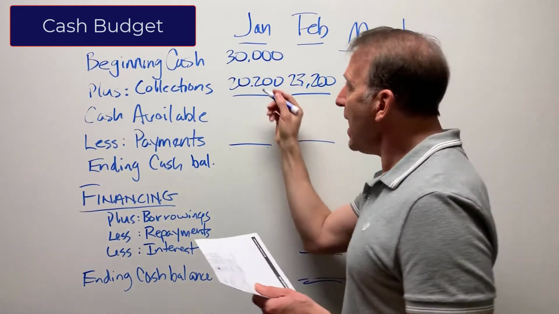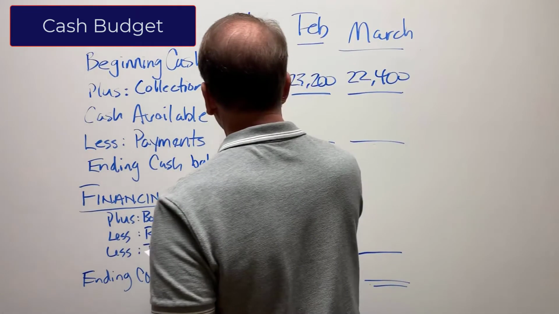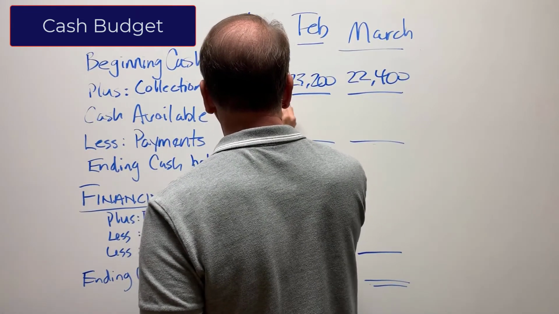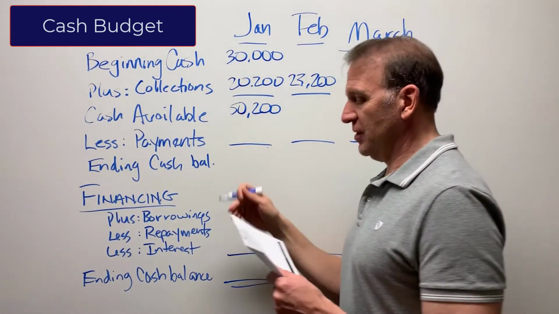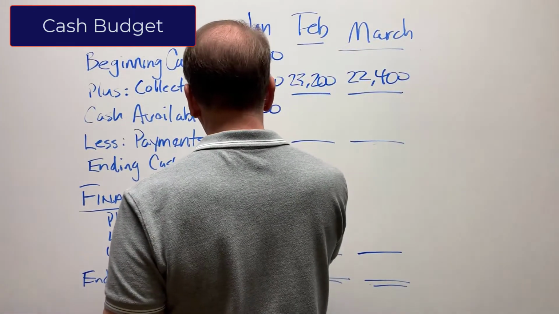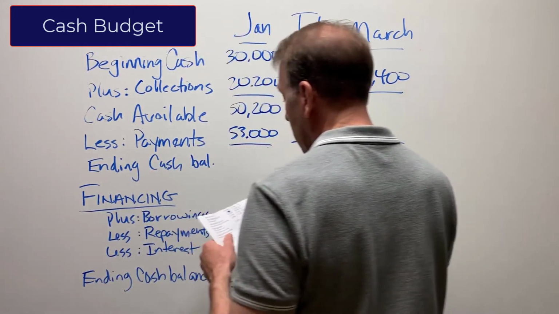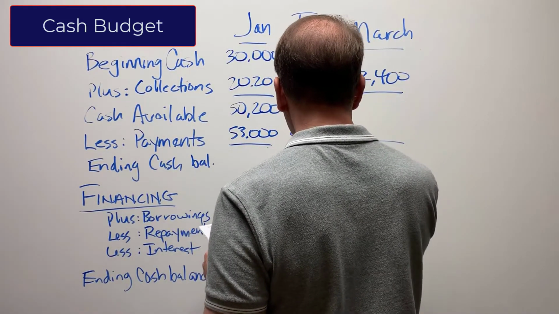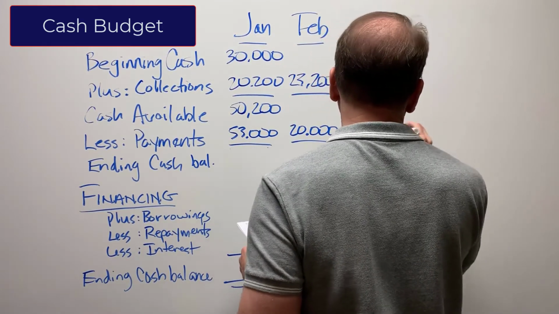Next we can add these up. So 30,000 plus 20,200 gets us cash available of $50,200. Our payments are given to us: in January, it's $53,000. In February, it's $20,000. And in March, it's $21,000.